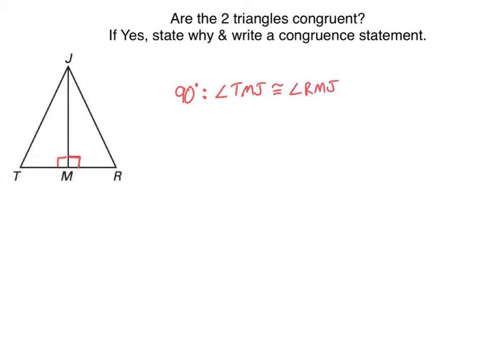All right, and then what I have is this segment is in both of them right there. That segment is congruent to itself. That would be a leg or a side. I could say that JM is congruent to JM. And I have no other information. Nothing else is marked and nothing else is guaranteed. So the answer then is no, these two triangles are not congruent, and I get to move on.